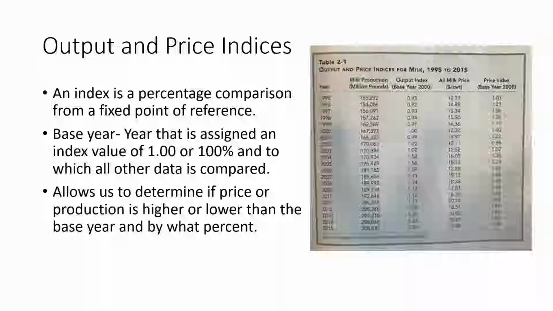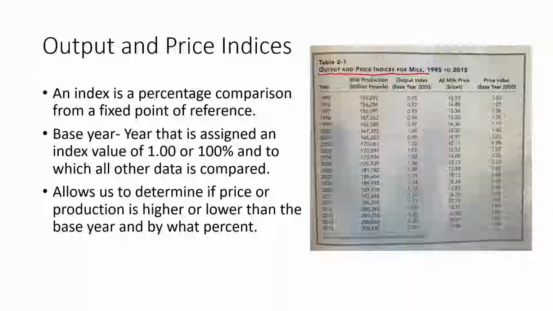The plural form is indices, the singular form is index, but an index is a value. It can be either in decimal or in percentage that allows us to compare either production or price of a product from one year to another. If we take a look at this example over here, we're looking at the output price indices for milk from the year 1995 to 2015. So if we were a dairy farmer, we might be interested in some of this data.